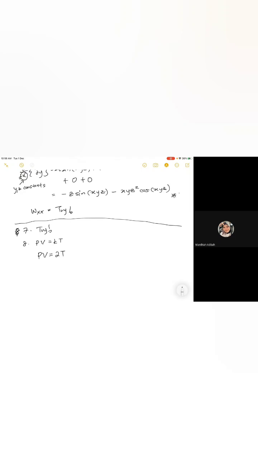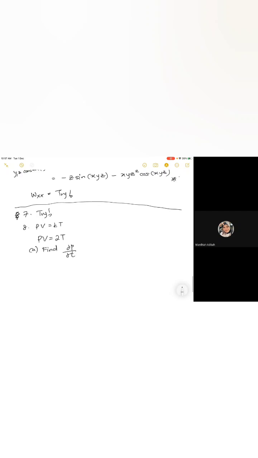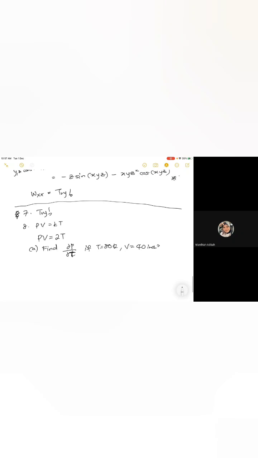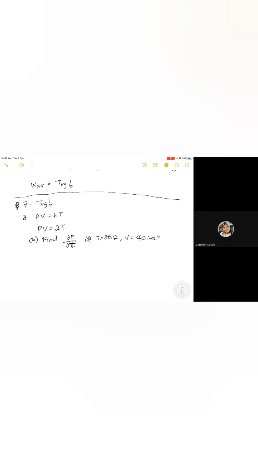Find the instantaneous rate of change of pressure. So question A asks us to find, pressure was what? P, right? Del P, del T, with respect to temperature. Temperature now is capital T. If the temperature is 80 Kelvin and volume remains 40 cubic inch. Okay, so you bring out all the information needed first.